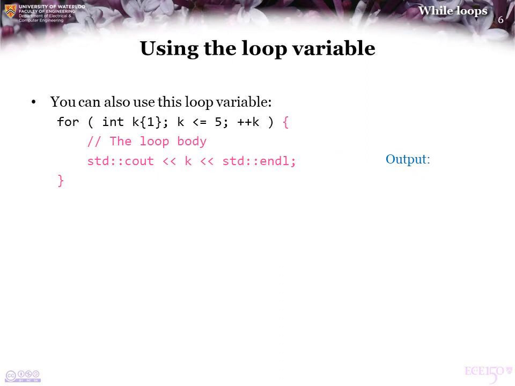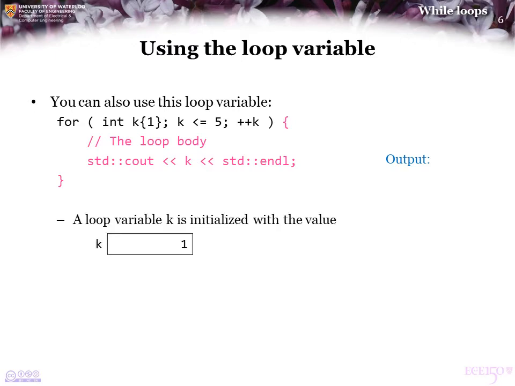Now, very importantly, we can actually use the looping variable inside the loop body. So in this case, rather than printing hello, we will just access and print the value of k. So once again, k is initialized to 1. We test the statement, it's true, so we execute the body. We print the value of k.